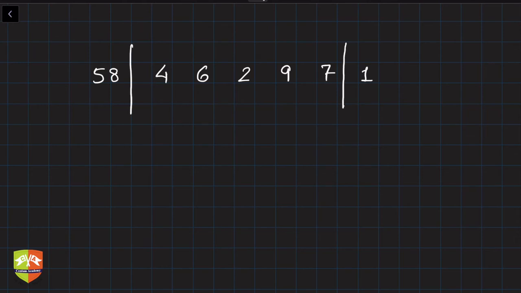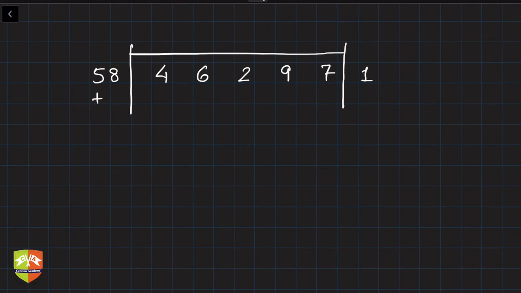Okay, another example. Let's say I have to divide, now let's take a bigger divisor. Let's say I'm taking this as my randomly chosen dividend, 462971. Now let's try to divide it by 58. Let's find out the quotient and remainder. So again, isolate the last digit. Let's start doing it.